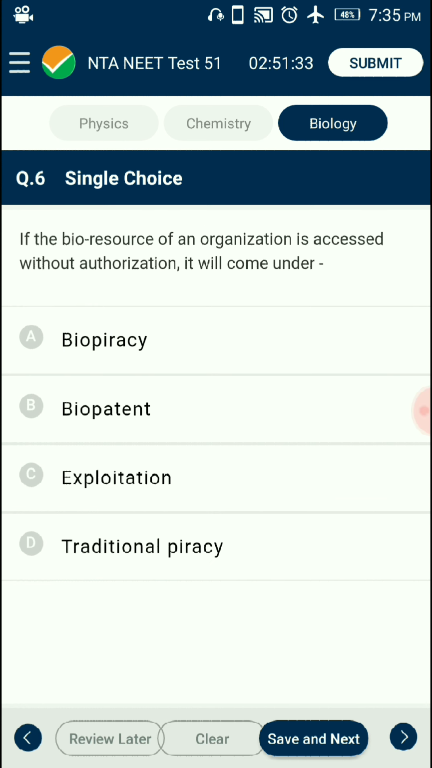Question number 6. If the bioresource of an organization is accessed without authorization, it will come under what? The unauthorized use or reproduction of the work of an individual or organization by someone else is deemed piracy. When this piracy is done in regard to biological resources, it is termed biopiracy. Many nations are taking steps to prevent biopiracy and exploitation of traditional knowledge by rich multinational companies. So the answer for this question is option A, biopiracy.